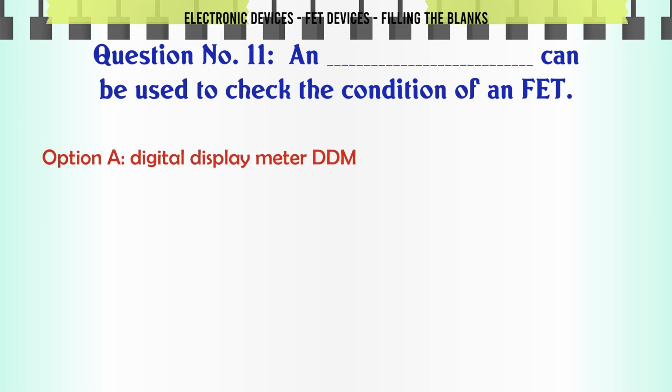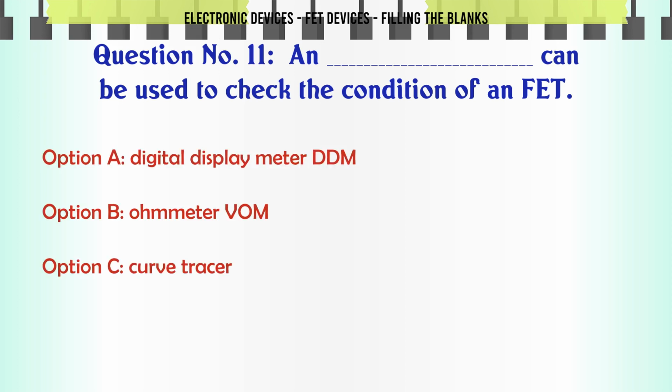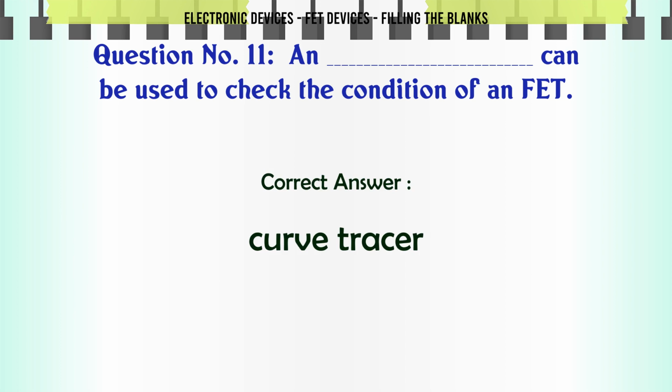And can be used to check the condition of an FET. A. Digital display meter, DDM. B. Ohmmeter, VOM. C. Curve tracer. D. All of the above. The correct answer is curve tracer.